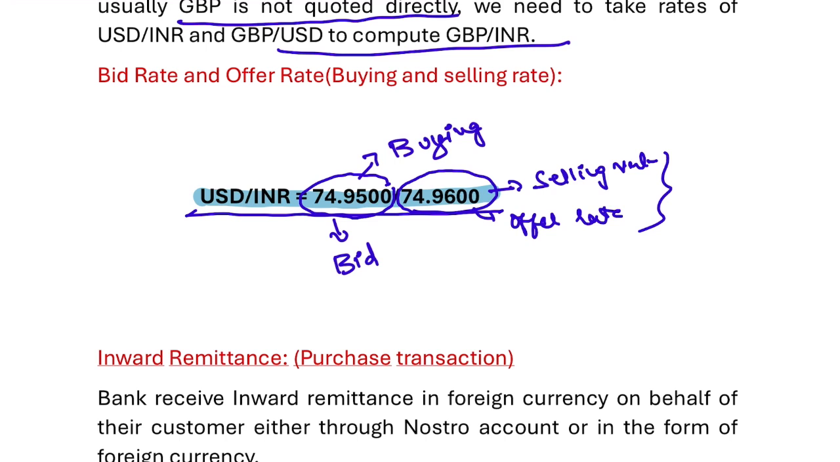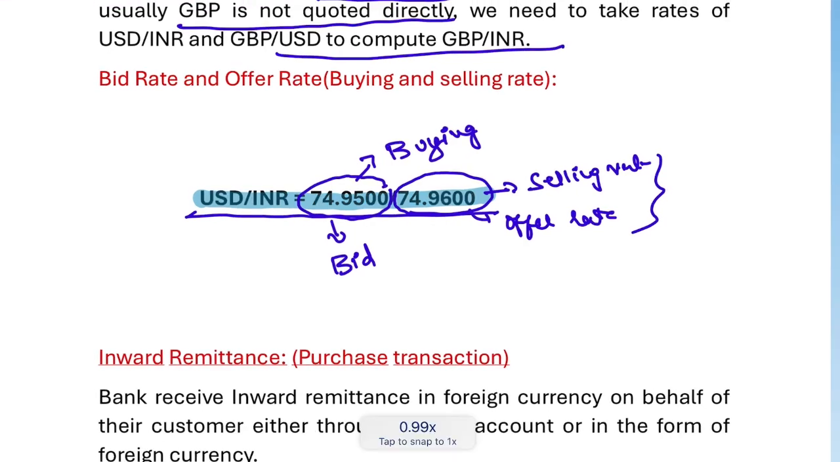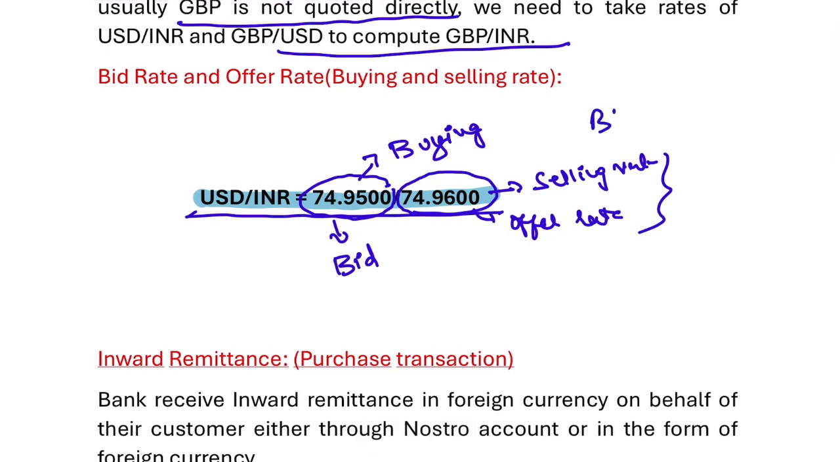This buying rate and selling rate is in the perspective of the bank only, not in the perspective of the customer. And bank buying rate is equal to customer selling rate. Bank buying rate is equal to customer selling rate. Bank selling rate is equal to customer buying rate.